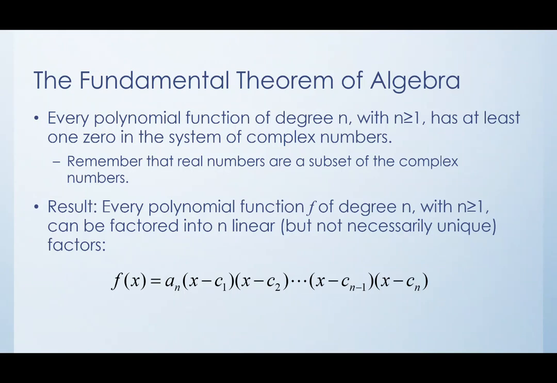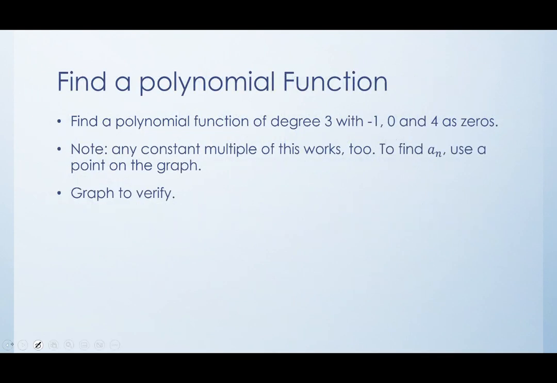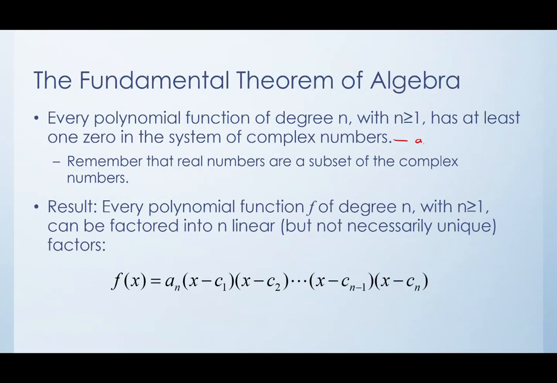All right, so the fundamental theorem of algebra basically says that every polynomial function, and so we're talking degree n, where n is at least 1, has at least one zero in the system of complex numbers. Remember that real numbers are a subset of complex numbers. We talked about that back in chapter 2. And your complex numbers are numbers of the form a plus bi or a minus bi, and the real numbers are the special case where b is equal to 0.